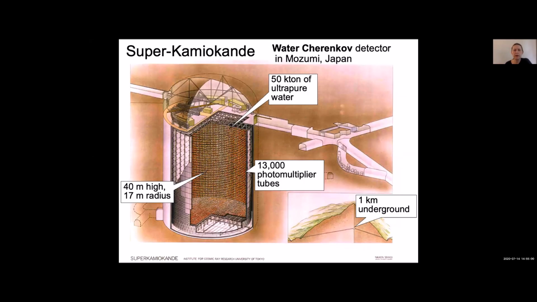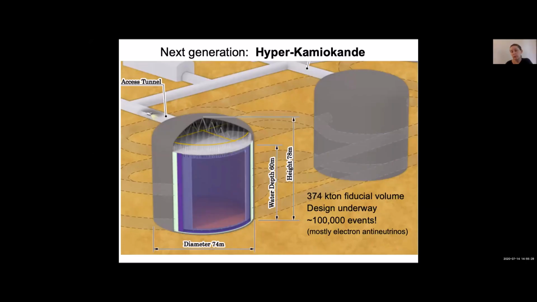So here's a picture of Super K. It's 50 kilotons of ultrapure water underground, famous for other things such as the Nobel Prize for atmospheric neutrinos and solar neutrinos. It's a volume of ultrapure water instrumented with phototubes for the Cherenkov light. It's about 1 kilometer underground to be shielded from cosmic rays. Almost all of these detectors have to be underground to get rid of cosmic ray background. The next generation is Hyper K, which should be turning on sometime around 2028 or so.